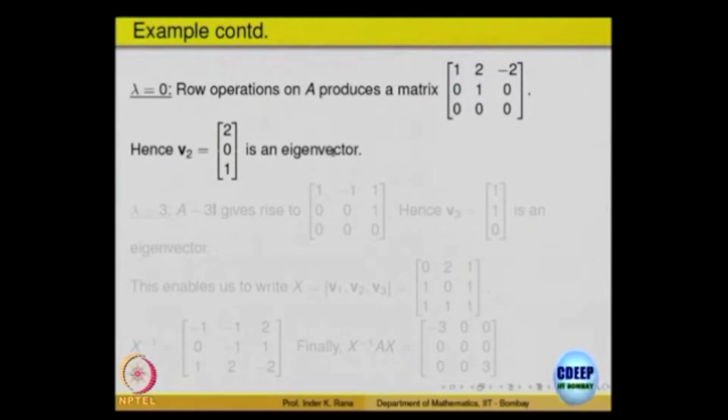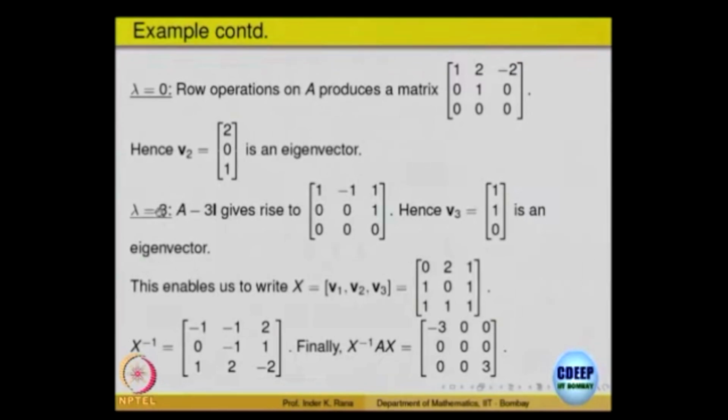So let us do the same for lambda equal to 3. Lambda equal to 3, A minus lambda I. So that is A minus 3I, right. Again the same process. If you do the row equivalent form, this comes out to be this. So what is the rank again?